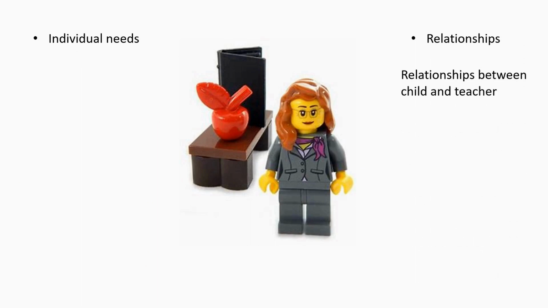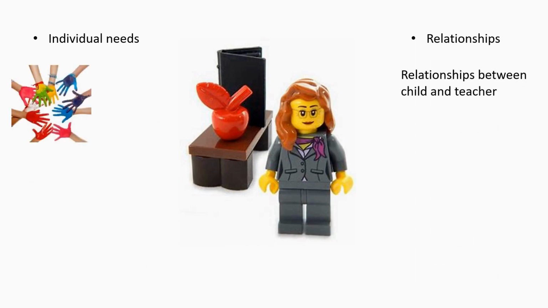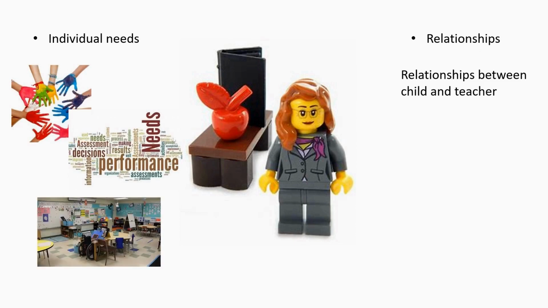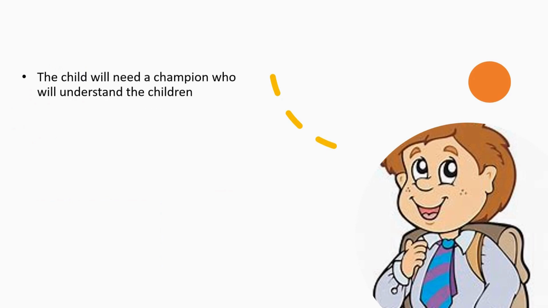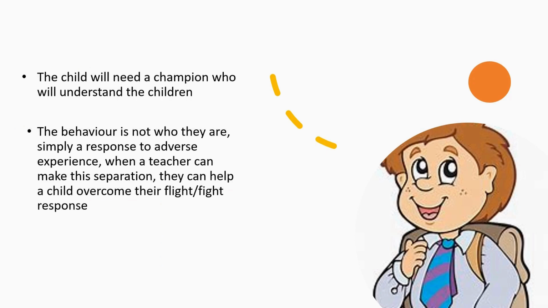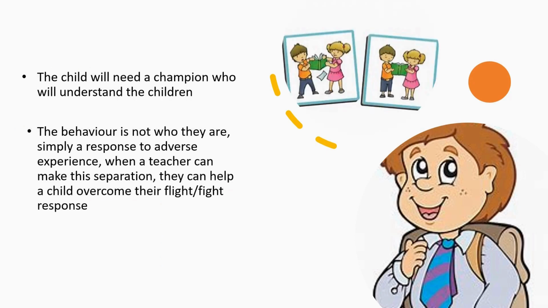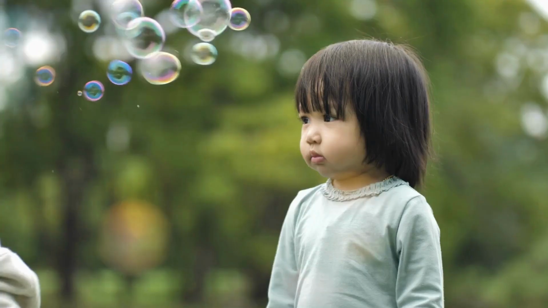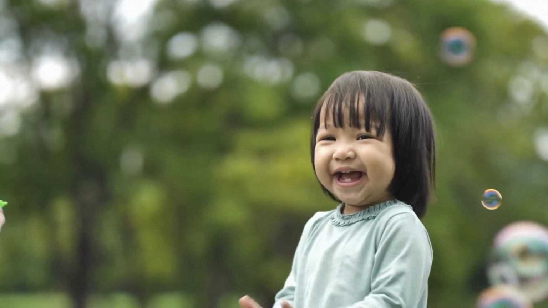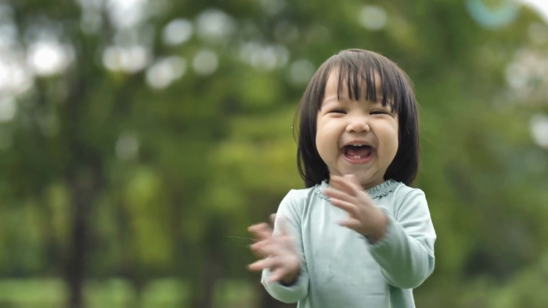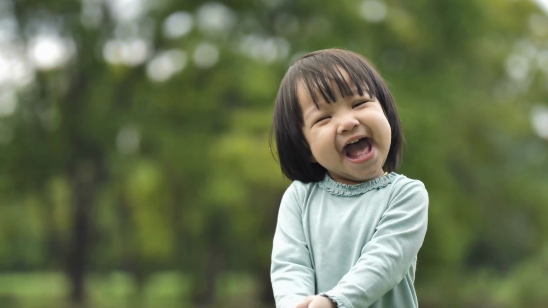Strategies here to support SEBD mainly centre around relationships. The key element in providing effective support for SEBD is the relationship between the child and their teacher. The child needs a champion, someone who is willing to see and understand them. The behaviour is not who they are, simply a response to adverse experience. When a teacher can make this separation, they can help a child overcome their flight response. This will be an ongoing process that takes time and resilience on both sides.